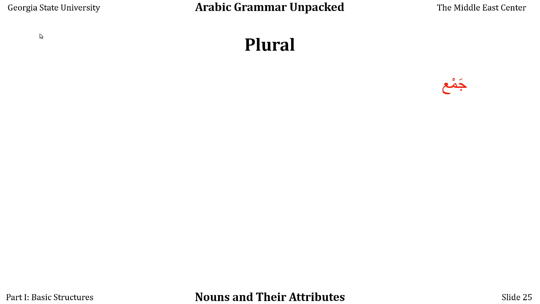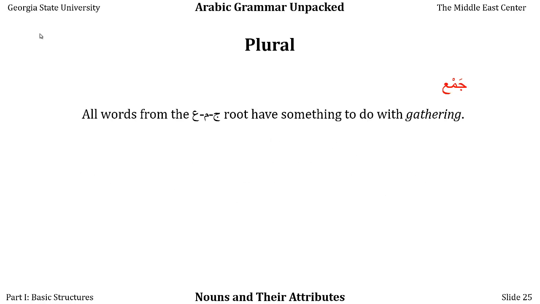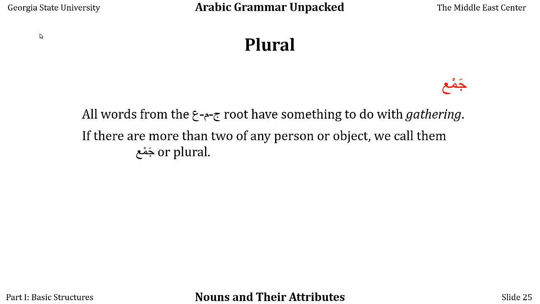Then we get to plural, or jam'. All words from the jim, mim, ayn root have something to do with gathering. So a jami'a, or a university, is a place where people gather together to study, for example. If there are more than 2 of any person or object, we call them jam', or plural.